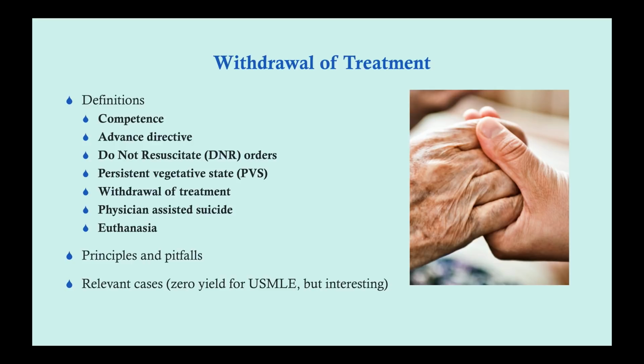So we are going to talk about some important definitions, and by talking about these definitions, it will give you an idea of how important these things are, and really just knowing these definitions is going to be useful for you. Then we'll talk about some principles and pitfalls, some of the more commonly tested situations and scenarios, things that may differ in this country compared to elsewhere. So you'll want to pay extra close attention to that. And then we'll talk about some relevant cases. You can stop watching at that point because it's zero yield for the USMLE, but it is interesting, gives you an idea of how we got to where we are today.